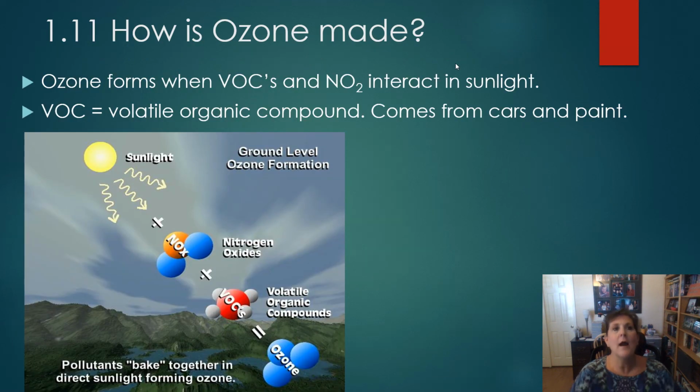All right, last slide. Let's go back to ozone, one of our main pollutants. How is it made? We said you have to have cars and sun. So ozone forms when we have VOCs, volatile organic compounds, and NO2, which comes from cars. And they interact in the sunlight. So VOCs also come from cars. They also come from paint.